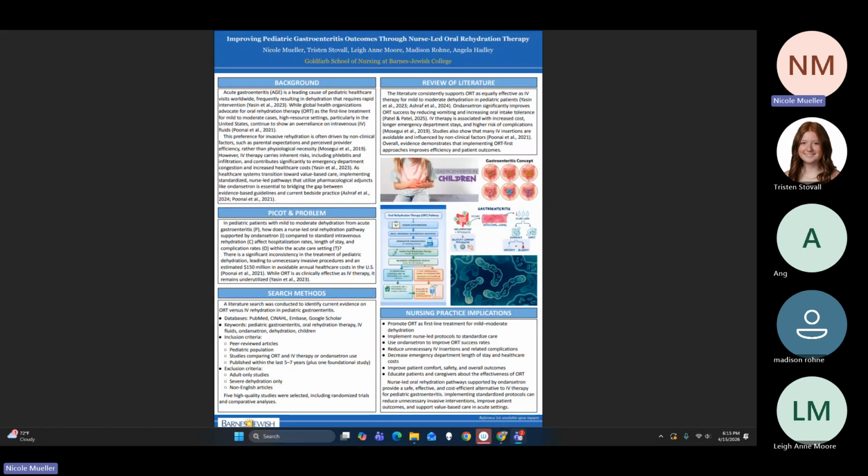One barrier to ORT, though, is vomiting. This is where ondansetron comes in. Ondansetron is an anti-nausea medication that reduces vomiting and helps children tolerate oral fluids. Studies show it reduces the need for IV fluids by 79%, and it reduces hospitalizations by 56%. What's even more interesting is that oral ondansetron works better than injections. So combining ORT with ondansetron greatly improves success rates. Now we'll talk about what this means for nursing practice.